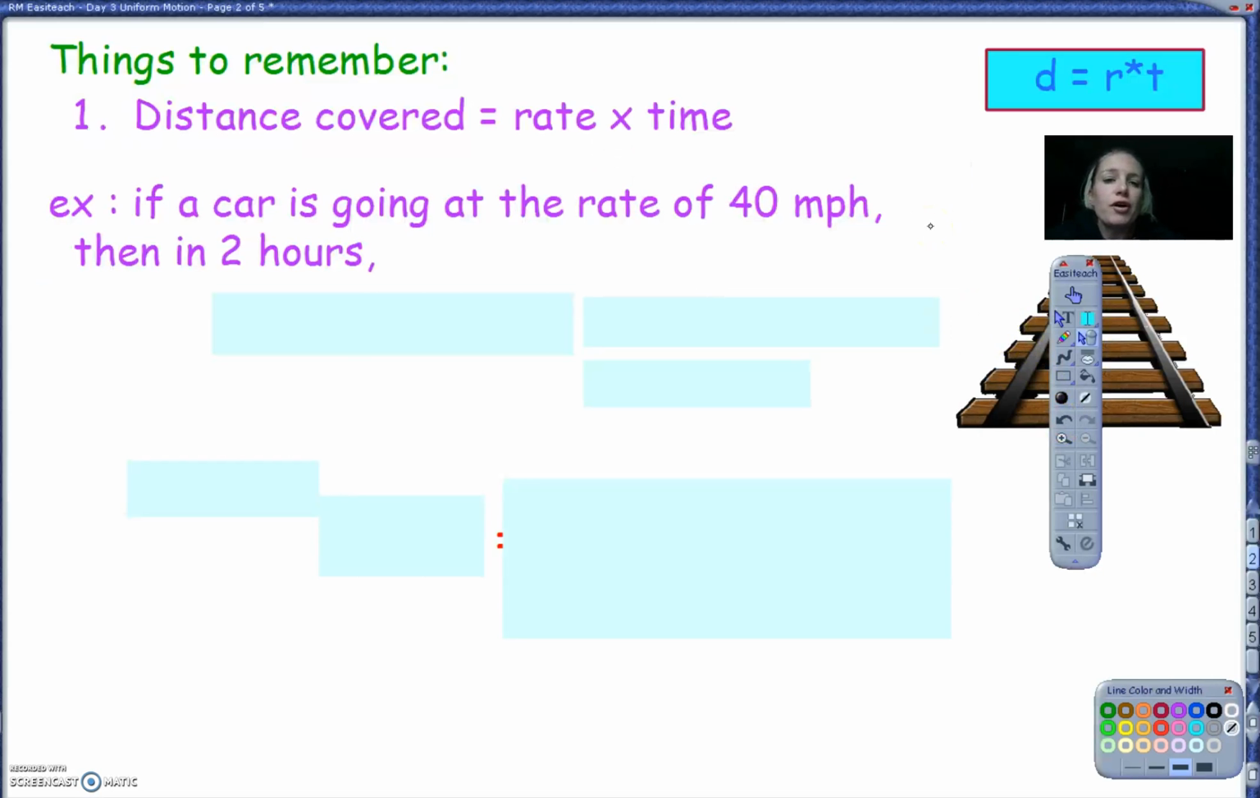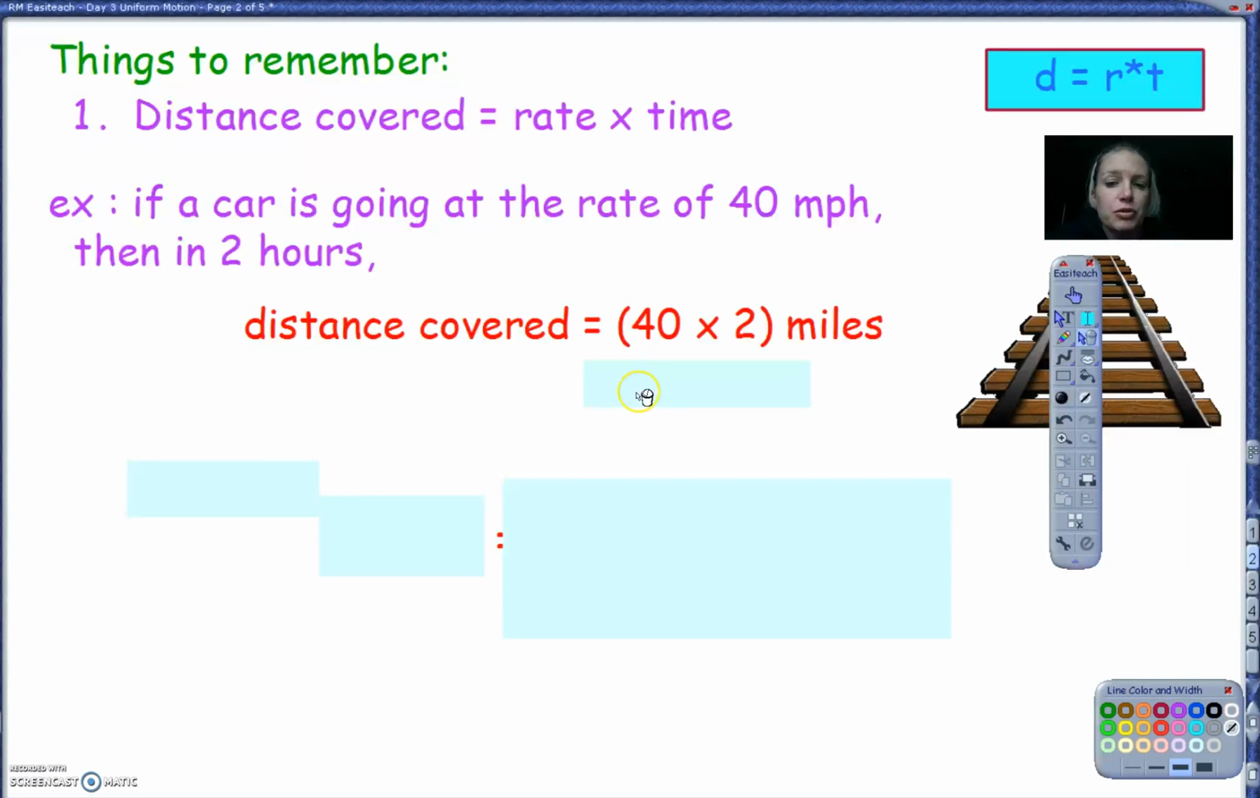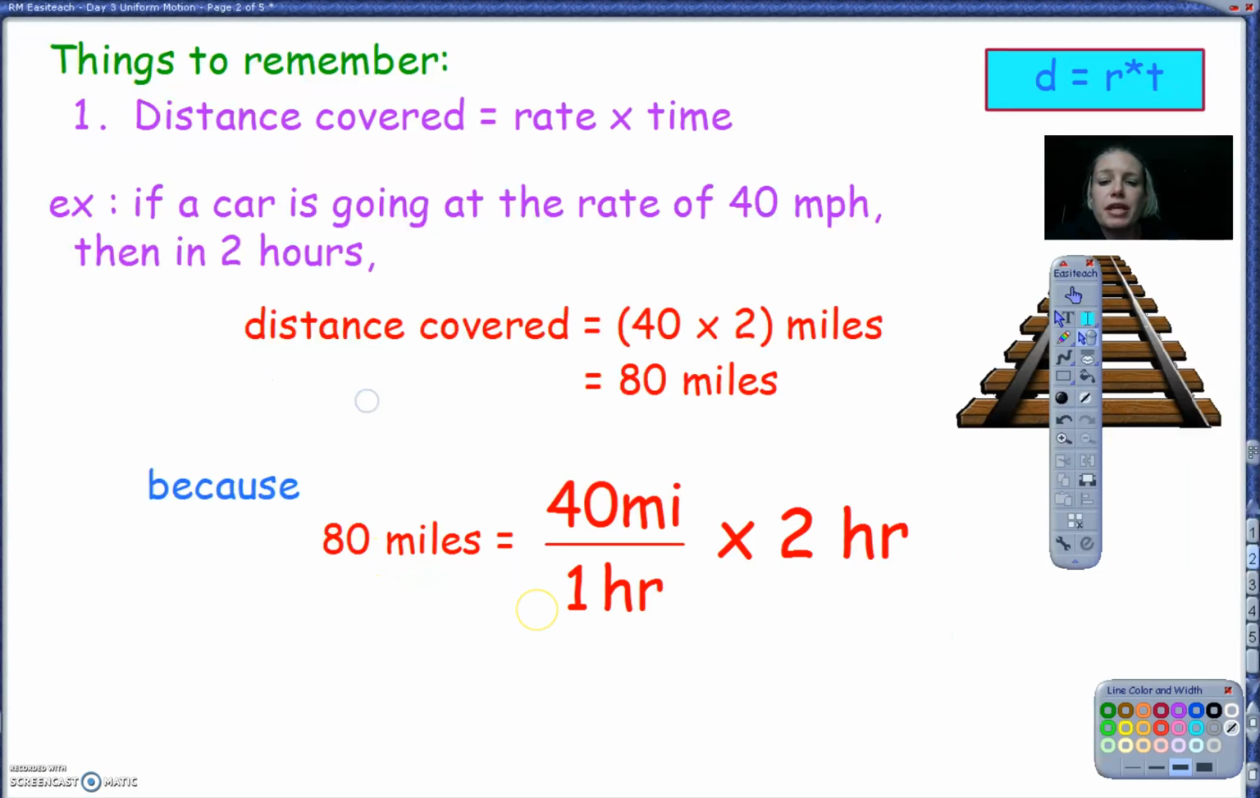Okay, so for example, if a car is going at the rate of 40 miles per hour, and we wanted to figure out how many miles it went in 2 hours, the distance covered would be 40 times 2, which is 80 miles. So just to refresh, we had miles per hour, and then we gave 2 hours. Why does our answer change into miles? Well, with our conversions, we know that 40 miles per hour times 2 hours, we did this in dimensional analysis, the hours end up canceling each other out, so you end up just getting an answer of miles. So 40 times 2 is 80 miles.